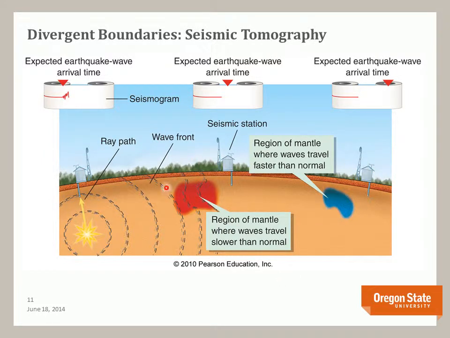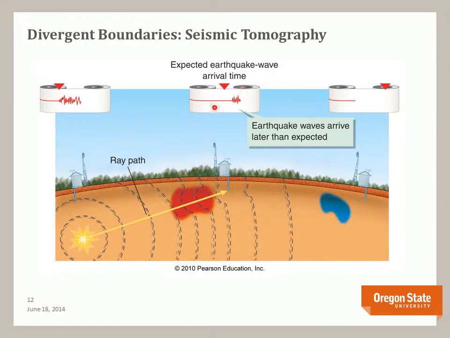The red area shows regions of the mantle where waves travel slower than normal, and the blue where they travel faster. So these usually are attributed to warmer areas. These are attributed to colder areas. So this station here, oh, one other thing. The triangles here show the expected earthquake arrival times. So this station here shows that the time that the ray path gets to the seismic station is the same as what's expected. Okay, so let's take a look at the next slide.